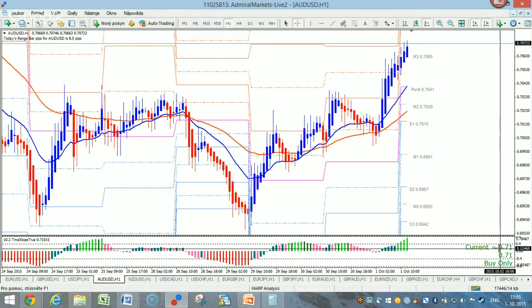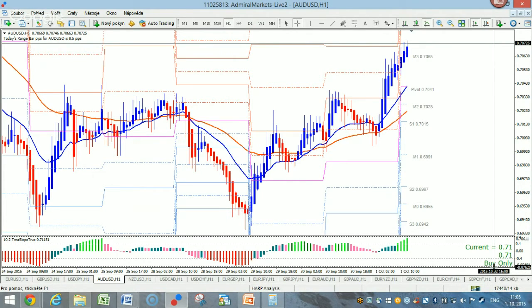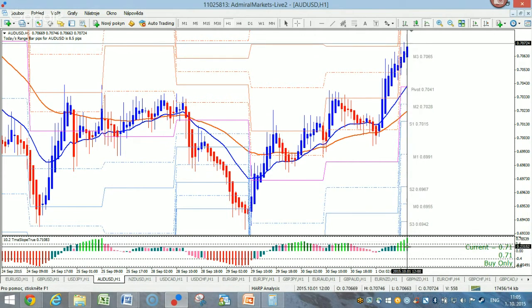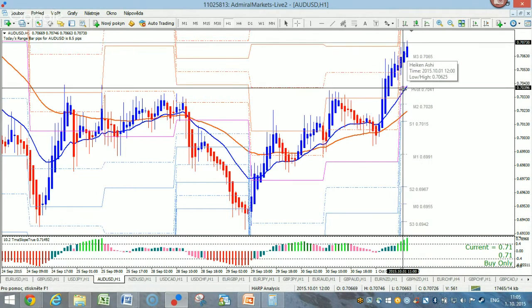When we see in the right lower corner here green buttons, it says buy only, it's an uptrend, which is confirmed by the slope of the color of the indicator here, and also by the Heikin Ashi candles that are aligned with the moving averages.